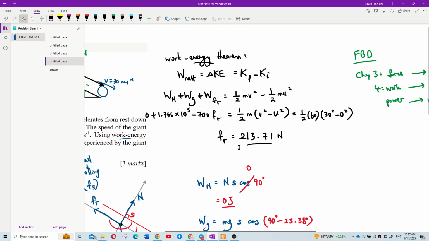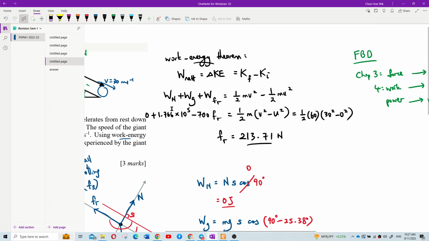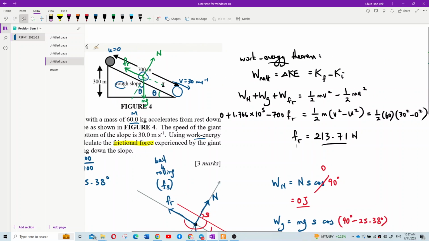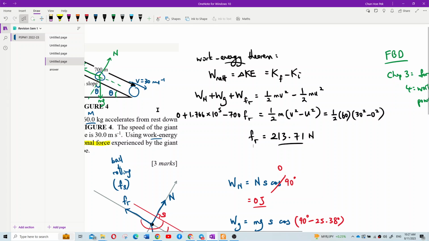Okay. 213.71, correct? What question? 4A only, 4A. 213.69. Okay lah, almost. Kinetic. No lah, it's actually static. 213.71 Newton. Okay, got it.